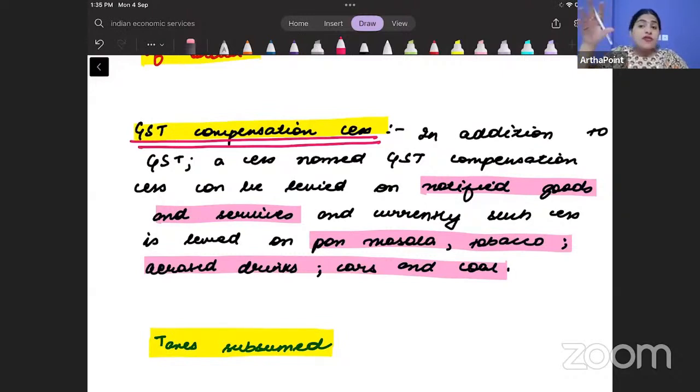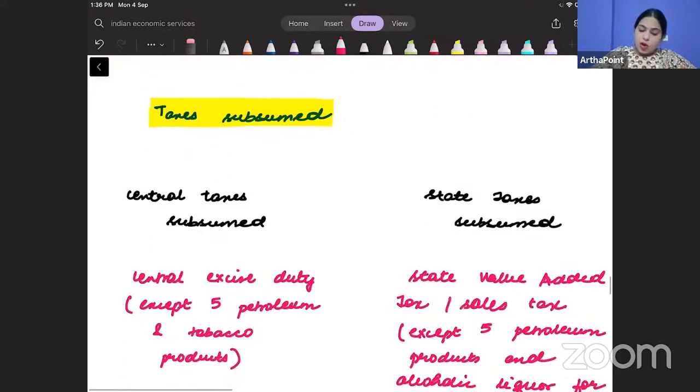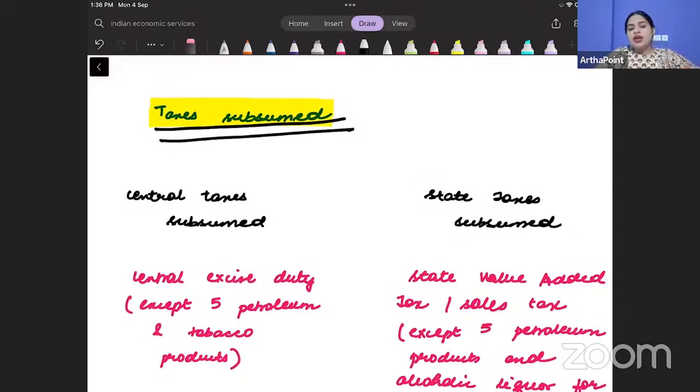Similarly, we also have other cess. For example, we have the building and construction worker welfare cess. Then we have road and infrastructure cess. So we have different kinds of cess. I don't want to go into that for now, but you just have to understand that there is something called GST compensation cess, and it is levied on some goods and services that I have written here. Okay, now we want to talk about the taxes subsumed.